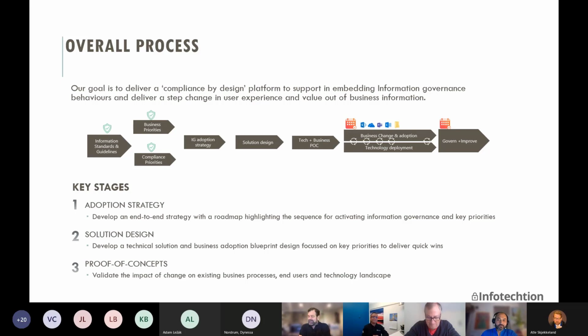All right, so the first thing I wanted to point out, the very first time that I was involved with information governance in M365, back then it was called Advanced Data Governance, something or other. I forget exactly what. ADG. Yeah, you got it. ADG, yes.